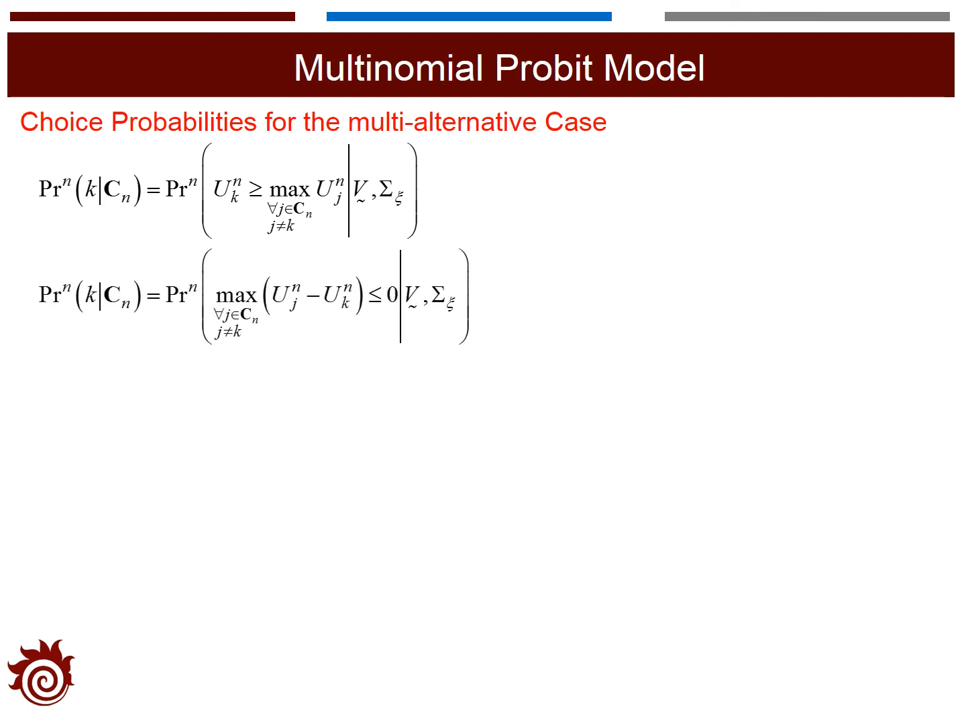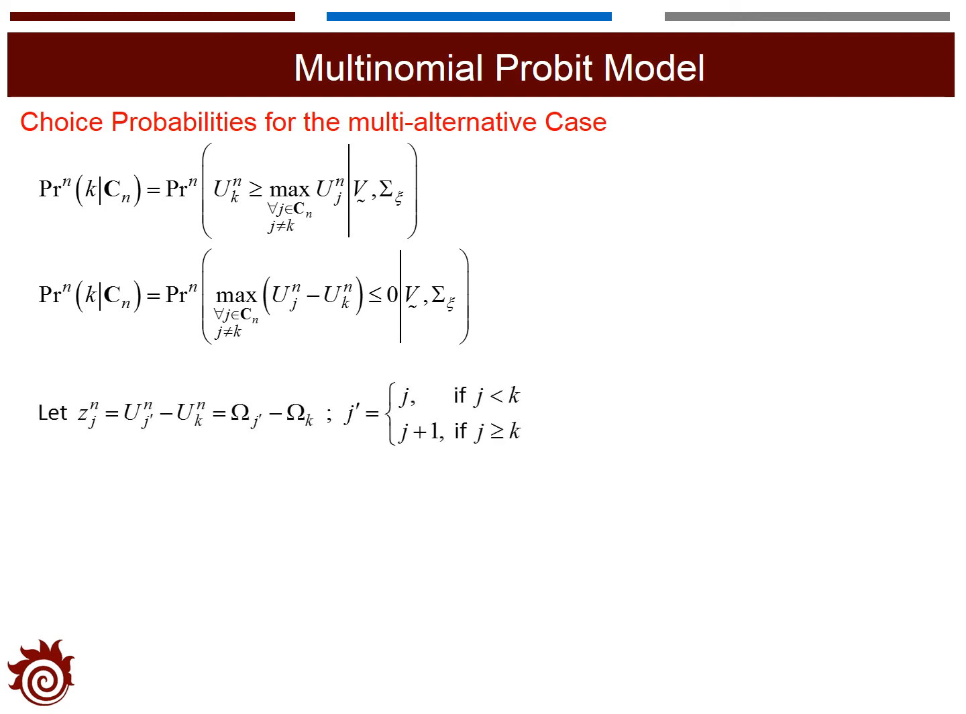And we can slightly modify the expression a little bit. It will become the maximization of Uj minus Uk smaller than 0. Here you will find that we are given the deterministic utility for each alternative. Also, we know the covariance matrix for the random term, that is sigma psi.